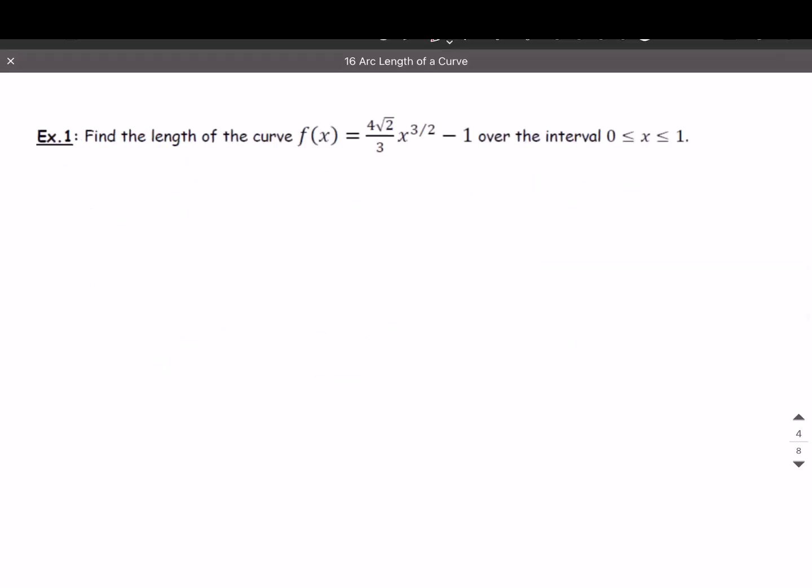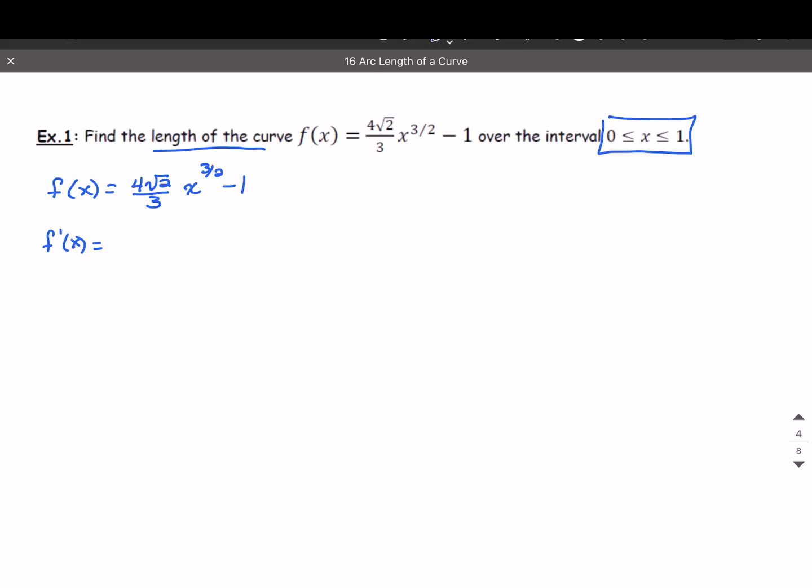Okay? Now that formula can make it seem a little tough, so let's see what actually happens. We're going to find the length of the curve of f of x over the interval from 0 to 1. The first thing I'm going to do is look at this function f of x. We've got 4 radical 2 over 3, x to the 3 halves minus 1, because I know in my arc length formula, there is a derivative needed. So let's find this derivative.